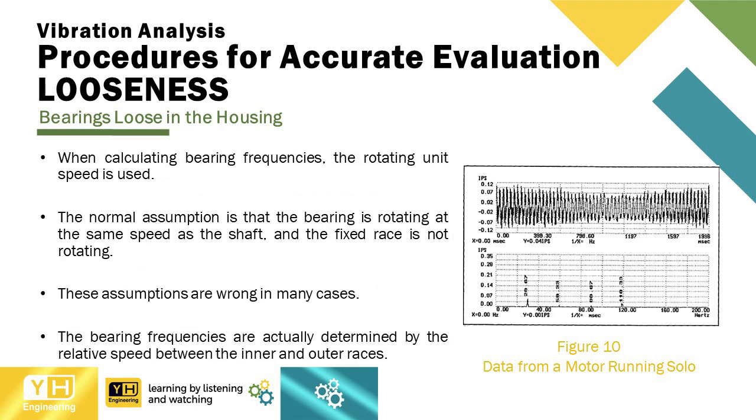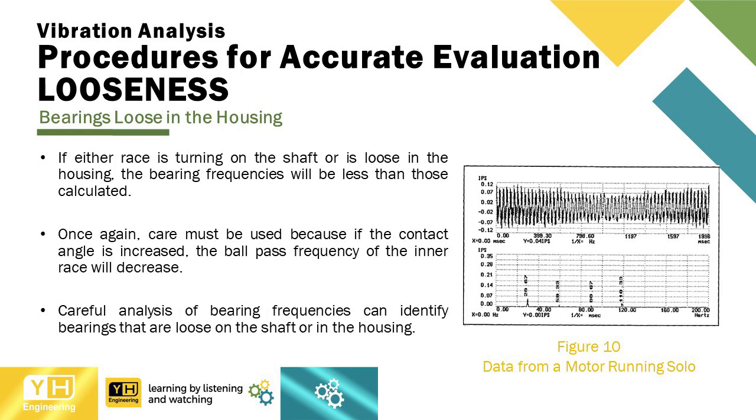When calculating bearing frequencies, the rotating unit speed is used. The normal assumption is that the bearing is rotating at the same speed as the shaft, and the fixed race is not rotating. These assumptions are wrong in many cases. The bearing frequencies are actually determined by the relative speed between the inner and outer races. If either race is turning on the shaft or is loose in the housing, the bearing frequencies will be less than those calculated. Once again, care must be used because if the contact angle is increased, the ball pass frequency of the inner race will decrease. Careful analysis of bearing frequencies can identify bearings that are loose on the shaft or in the housing.